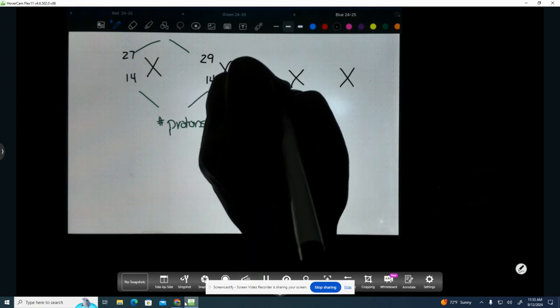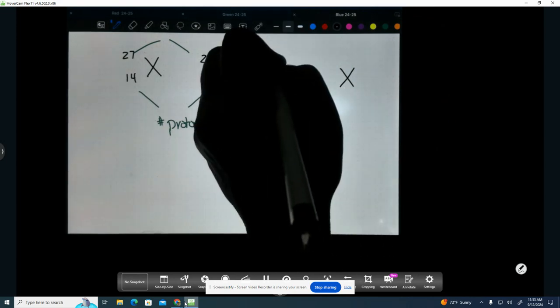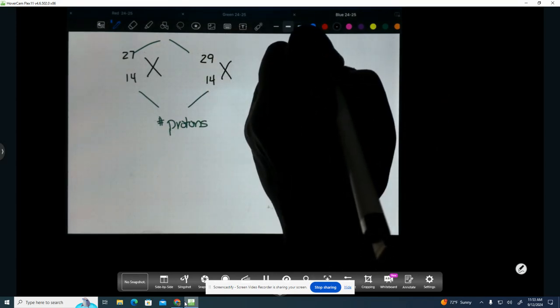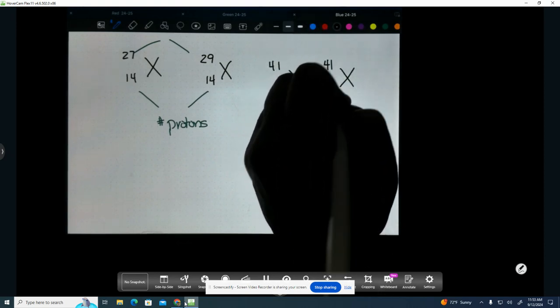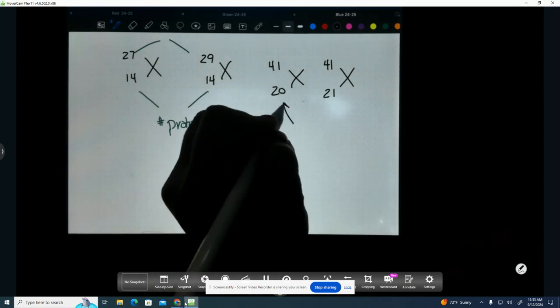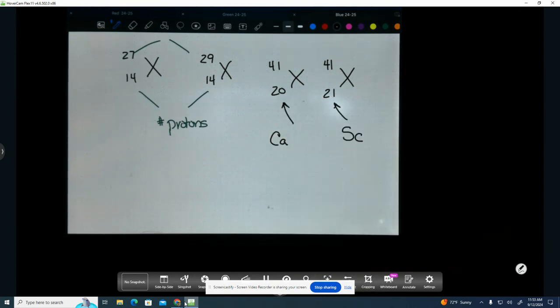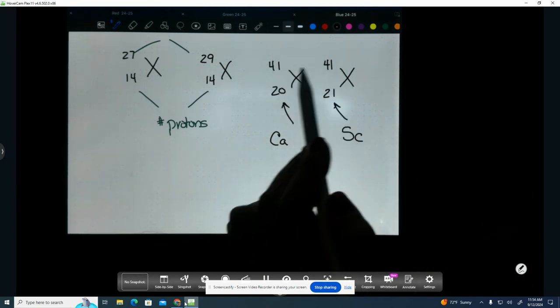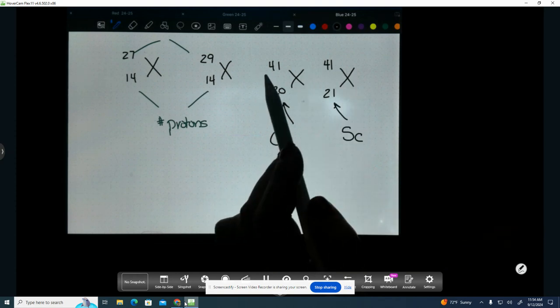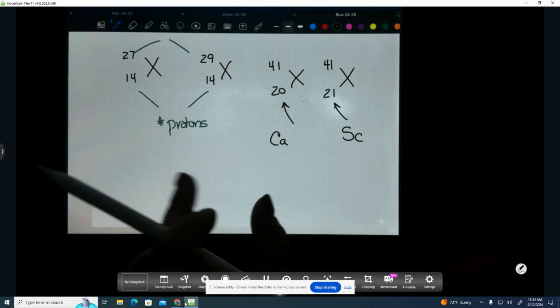What about if they did something like this? Let's do 20 and 41, and this one's 41 and 21. Are those isotopes of each other? No. So what element is this one? Calcium. And this one's scandium, Sc. I didn't ask you to remember that one, but calcium you should know. But they have the same mass. That doesn't make them the same element. You okay? Good? Questions about any of this stuff? Easy peasy lemon squeezy?